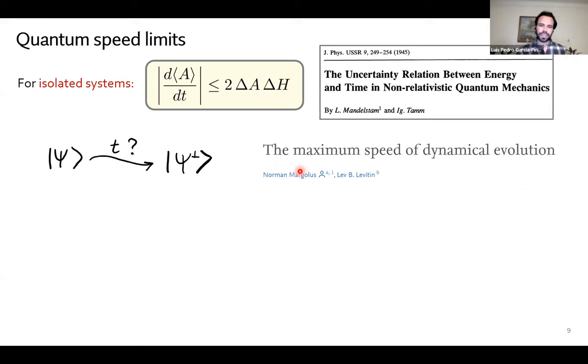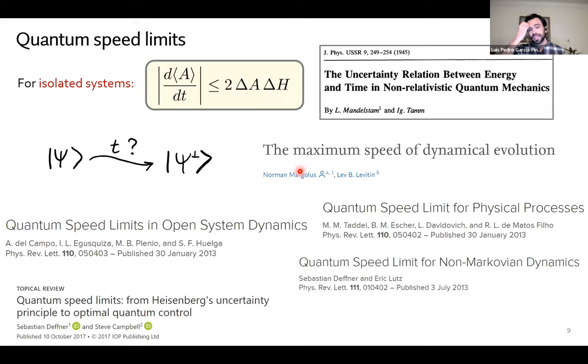So just for historical reasons, let me mention that some results that were important later on in this field were also focusing on this idea of finding bounds on the rate of change of the state. And then these papers focused on open system dynamics instead of isolated systems. As you know, an isolated system is kind of a restricted setting, and many times in practice we're talking about open system dynamics. So these papers were quite important in that they extended the regime of validity to open systems.